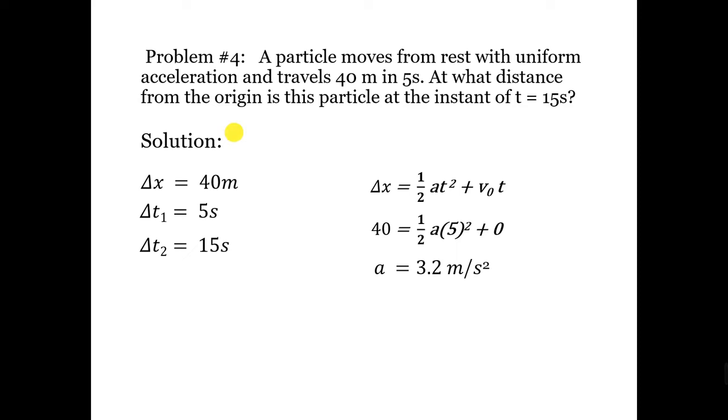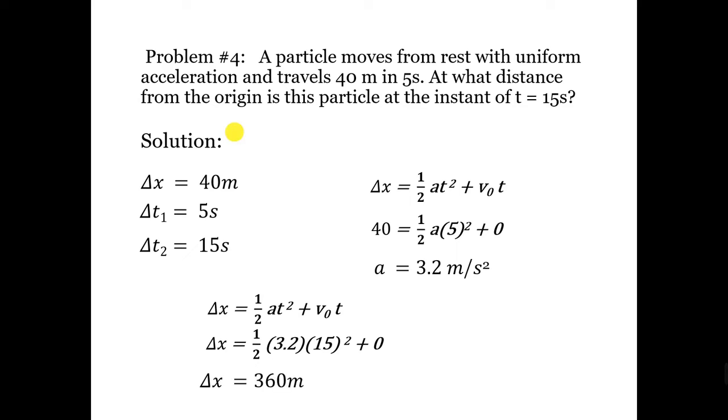Now we will use the same formula to solve for distance, but the value for the time is equal to 15 seconds. And the value of acceleration should be substituted. Then the result is equal to 360 meters as the distance of a particle moving from the origin.